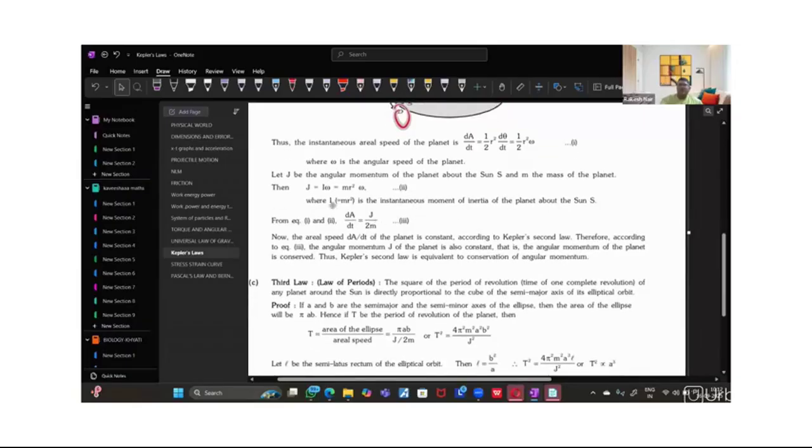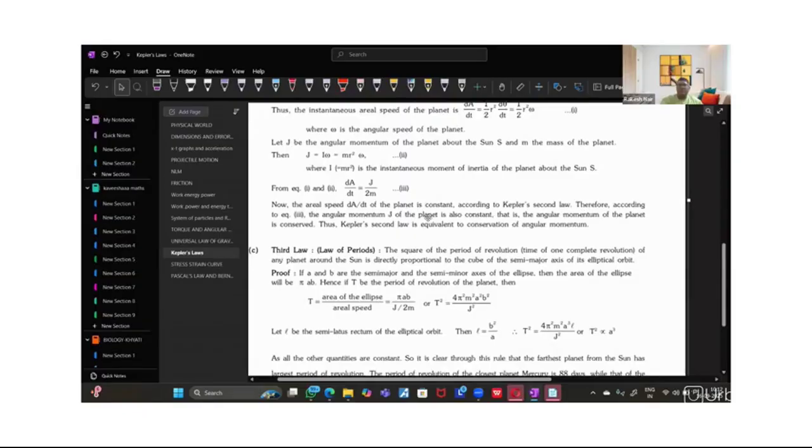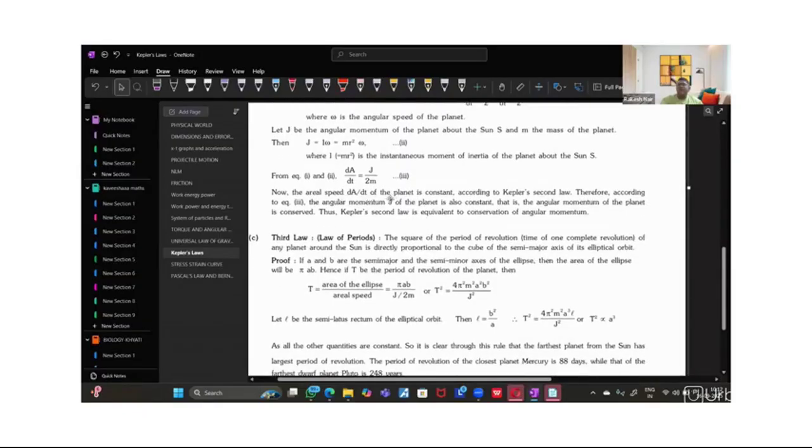And then, when we equate these two equations, we get the value of dA by dt, which turns out to be J by 2m. Yes, that's the third equation. And now the areal speed, dA by dt, is a constant. According to Kepler's second law too, so theoretically and mathematically, both show that dA by dt is always a constant. The area swept per unit time interval is a constant.